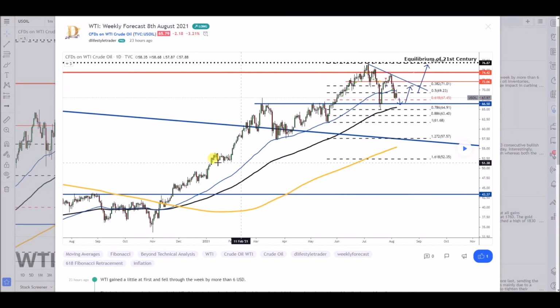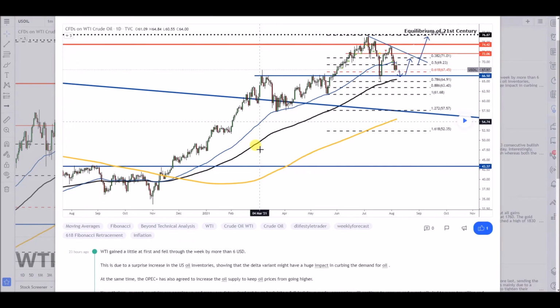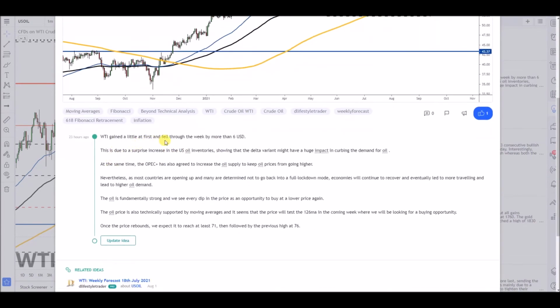Alright, next we have the WTI, or rather the US oil. So WTI gained a little first and fell through the week by more than $6. That's pretty huge. This is due to a surprise increase in the US oil inventories, showing a positive data rather than negative. So when inventories actually increase for oil, it means demand has fallen, or supply has increased by very much. So it shows that the Delta variant might have a huge impact in curbing the demand for oil.